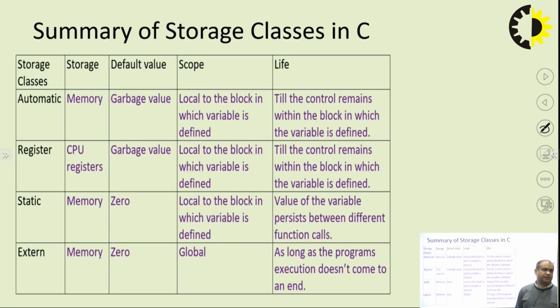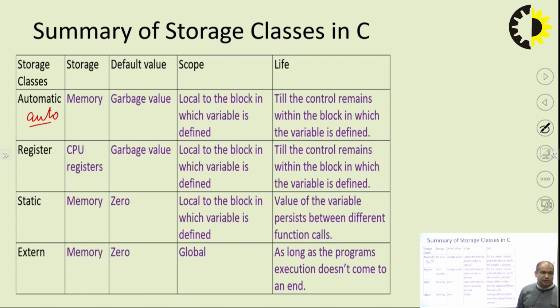So let us summarize the storage classes. We discussed four storage classes. First is automatic. The storage will be in the memory or RAM. Default value for the automatic storage class is a garbage value. Scope will be local to the block in which the variable is defined. Life lasts as long as the control remains within the block in which the variable is defined. The keyword used is auto, whether we write it or not.